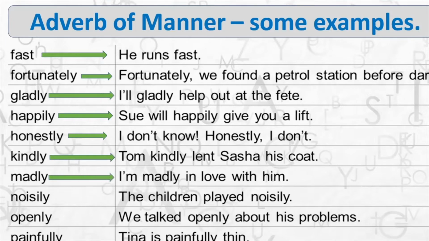Madly, I'm madly in love with him. Noisily, the children played noisily. Openly, we talked openly about his problem. Painfully, Tina is painfully thin. So what have you seen here? All these words, fast, fortunately, gladly, happily, honestly, kindly, madly, are reflecting the manner in which something is being done. That is why all these words we can say are adverbs of manner.